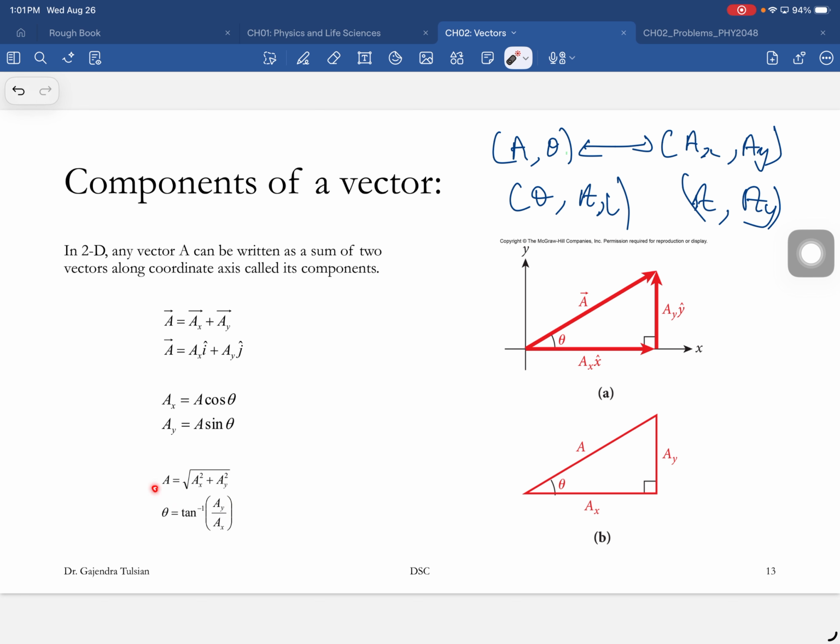So to find the magnitude, it's the square root of Ax squared plus Ay squared. And the angle theta is tan inverse of Ay over Ax. Now it turns out that this has 2 solutions. And so you'll have to be careful about picking the right angle theta. And we'll come to that when we solve problems.